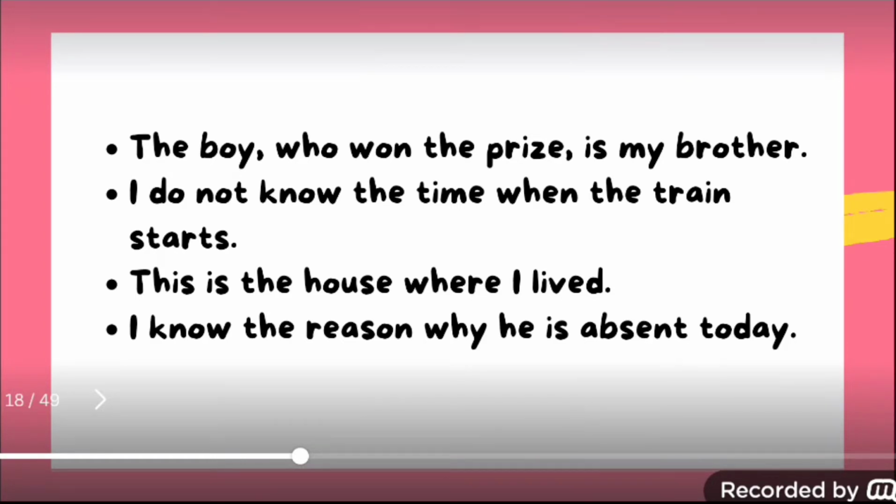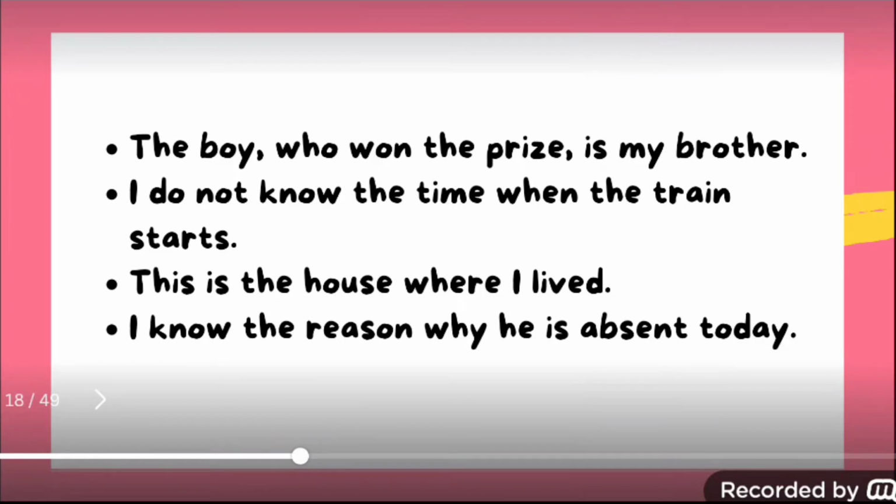Next example, I know the reason why he is absent today. I know the reason is the main clause. Why he is absent today is the dependent clause here, and it describes the noun the reason, right? So we can call this one an example of an adjective clause.